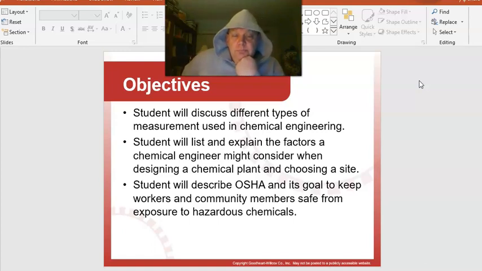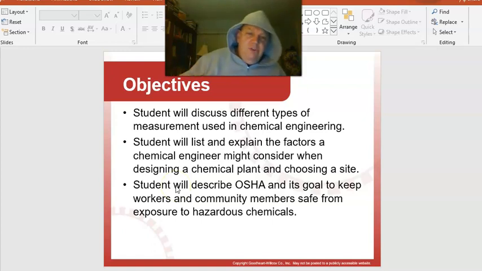Okay, so engineering, chapter 15, chemical engineering. We're going to go through slides 31 through 35 today. The objective here is that the student will list and explain the factors a chemical engineer might consider when designing a chemical plant and choosing a site.